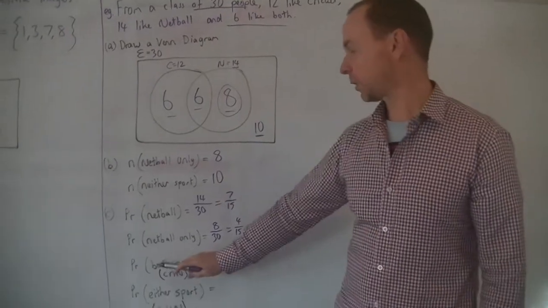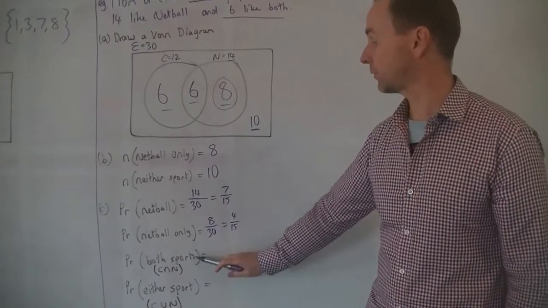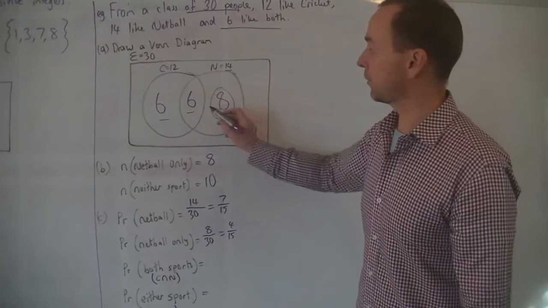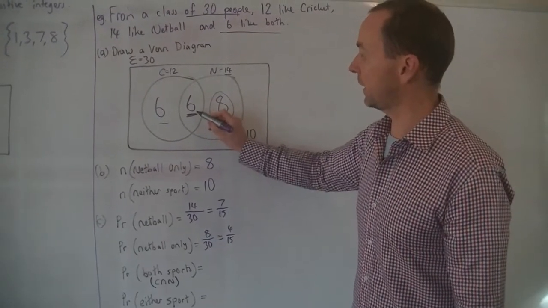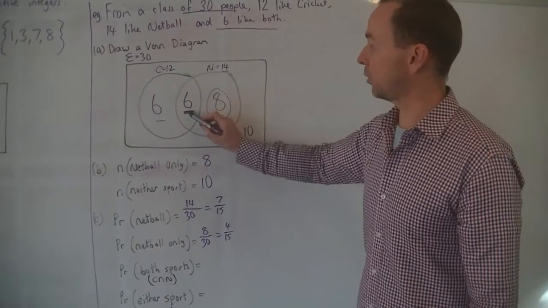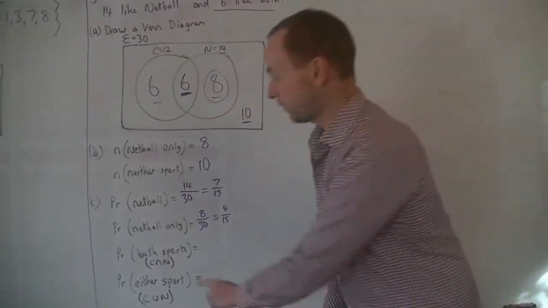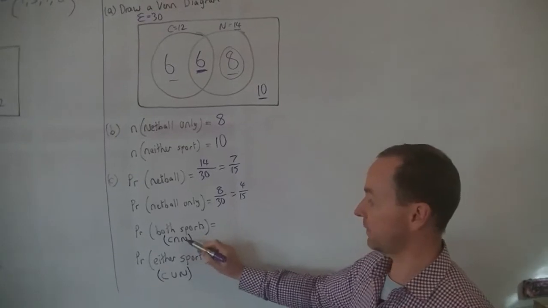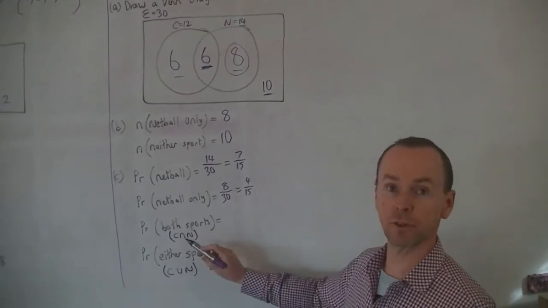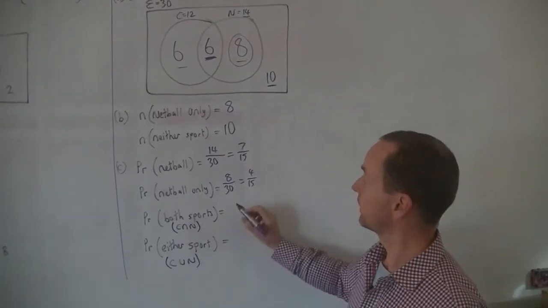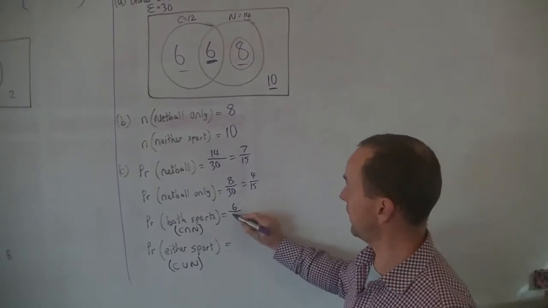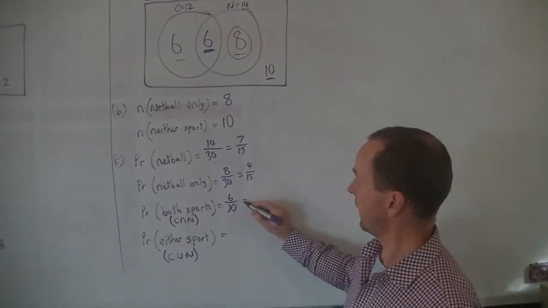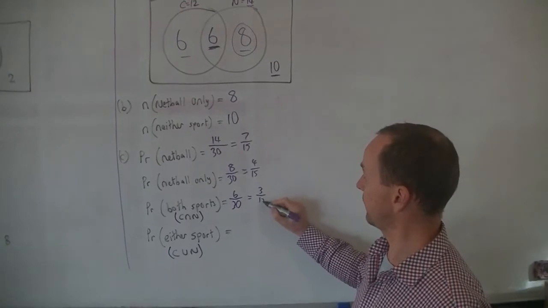Now the next bit, probability they like both sports. So how many like both sports? There's 6 people in the middle there that like cricket and netball. So there's 6 people. And I've written down here, that's actually asking for the intersection. So it's C, intersection N. That's the symbols for that, if it asks you that way. So there's 6 people out of 30, and that can simplify it to 3 over 15.